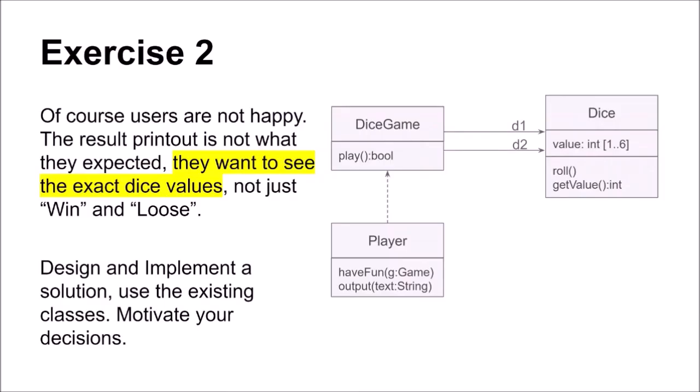Now we will take a look at some exercises that you do on your own, and we will look at these in detail in a later session and discuss and implement them. So of course users are not happy with the results. The printout is not what they expected. They don't just want to see win or lose, they want to see an exact dice value. So I received a 3 and a 5, for example. So we should design and implement a solution for this. You should use the existing classes and motivate your decisions.